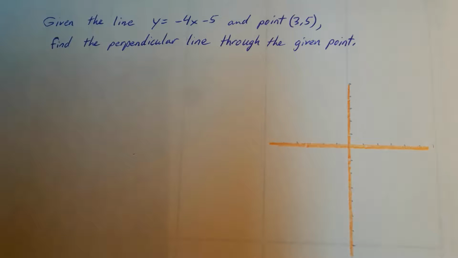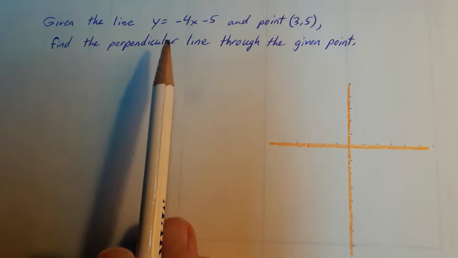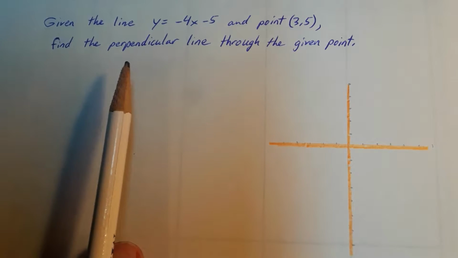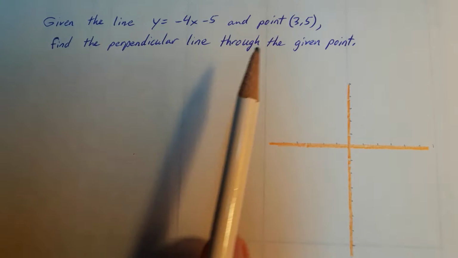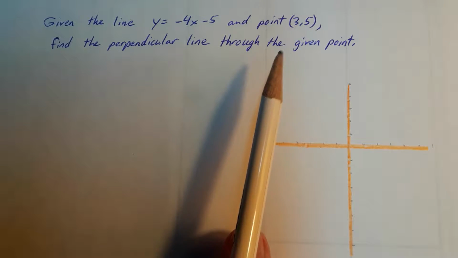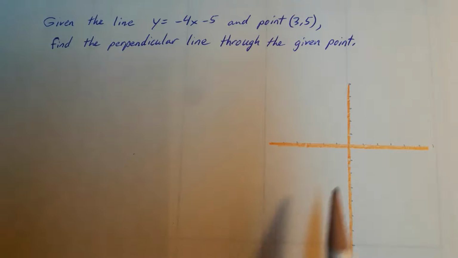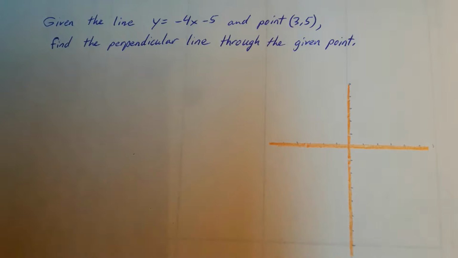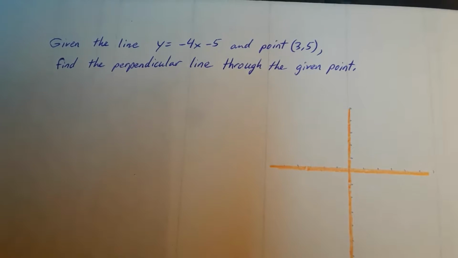So we're going to do another classic Algebra 1 problem. We're going to be given a line and a point not on the line, and we are being asked to find a perpendicular line through the given point. So again, I want to start out with looking at a geometric representation of what this description is telling us, and then we will run through the algebra for this problem.